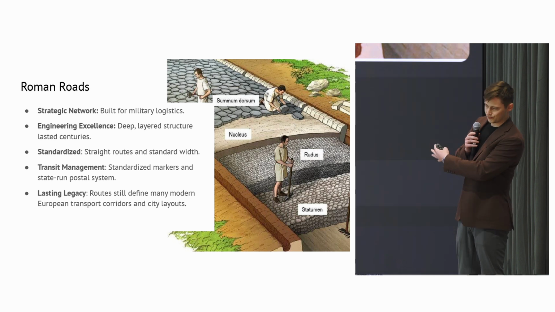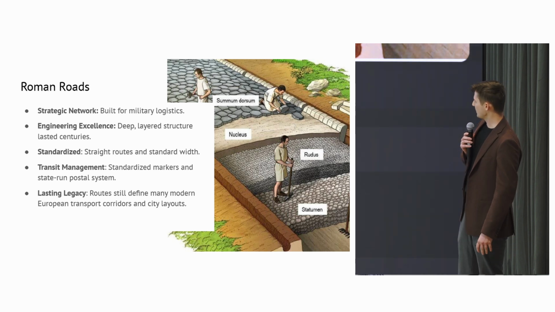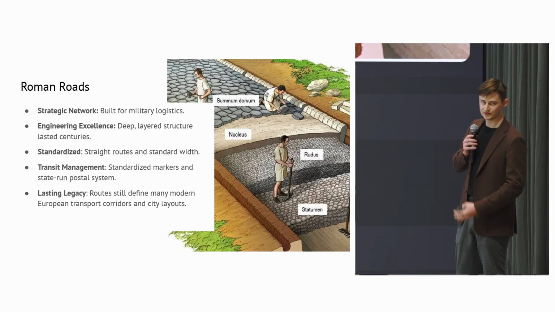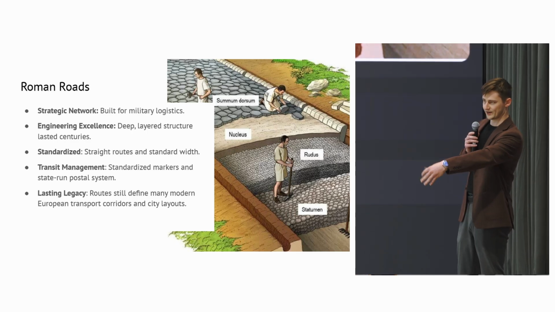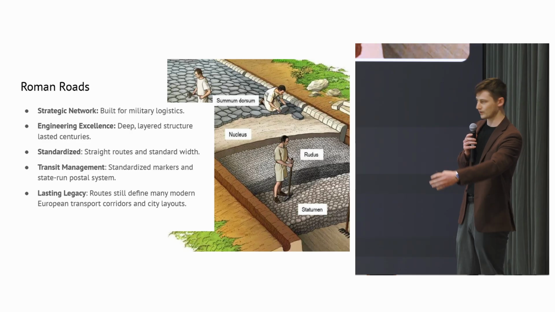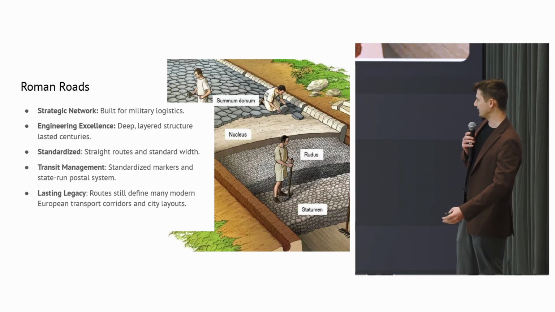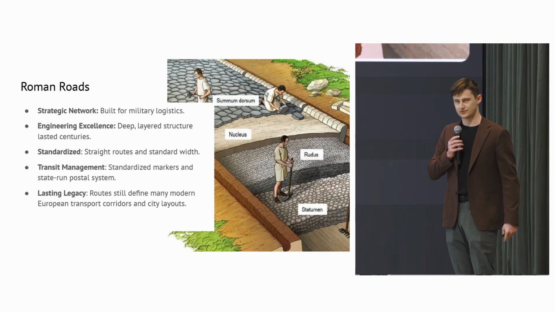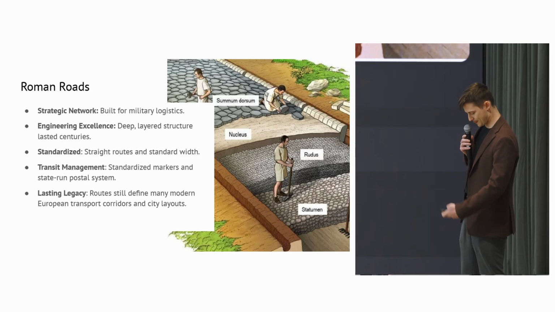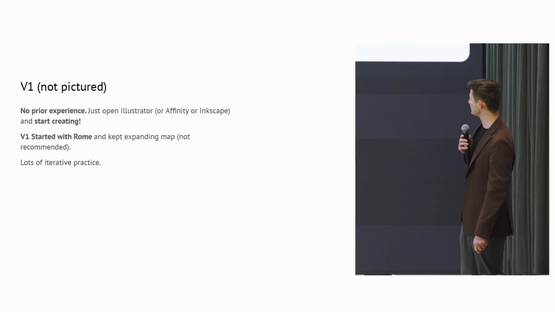But it was really ahead of its time in a lot of ways in terms of the standardization, the straightness of the routes, the markers at regular intervals that actually had some sort of design language to them, and the state-run postal system that operated at very specific intervals. So that's what the Roman roads are.